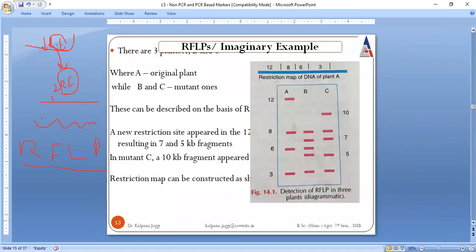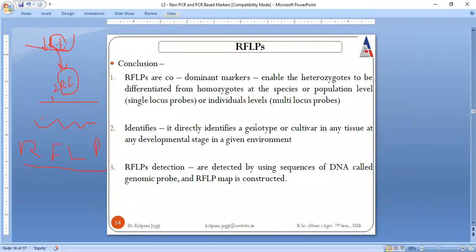So the next is conclusion. What could you conclude from restriction fragment length polymorphism? That means these are codominant markers. Codominant because they are capable of identifying heterozygotes from the homozygotes at the population level or at the individual level. Then it identifies a genotype in any tissue at any developmental stage. They are also detected by using sequences of the DNA, and as a result, an RFLP map can be constructed.